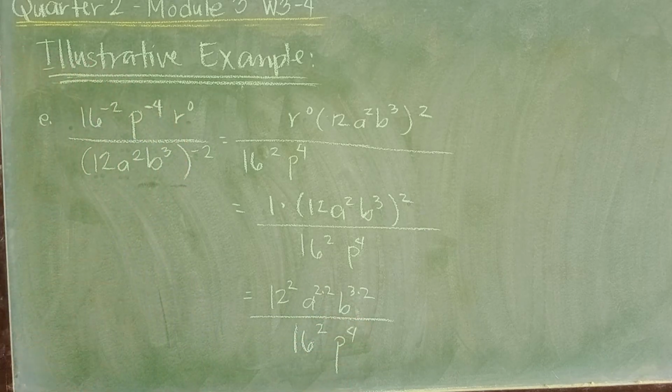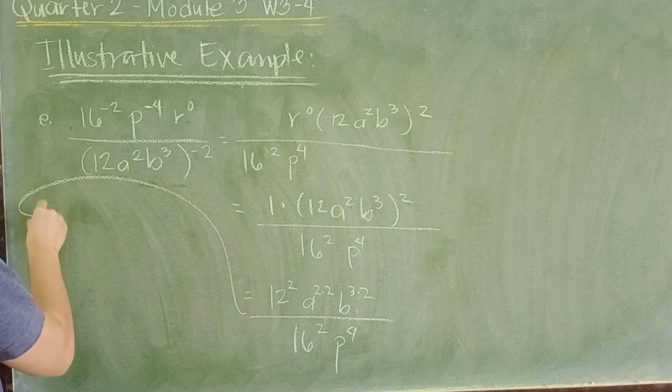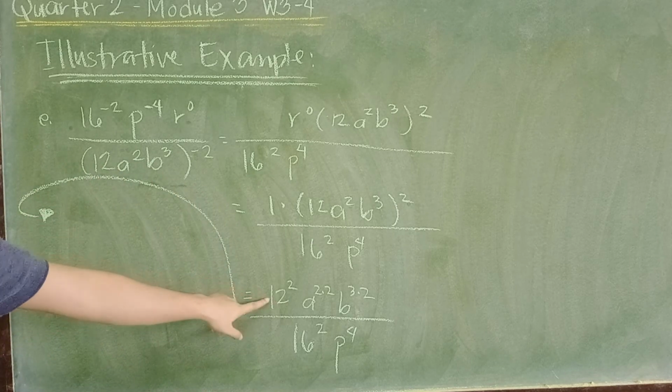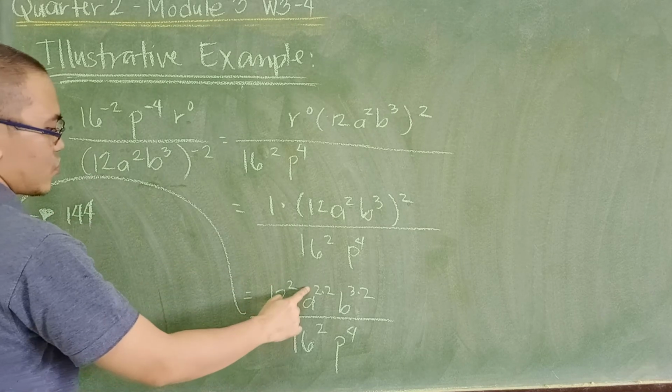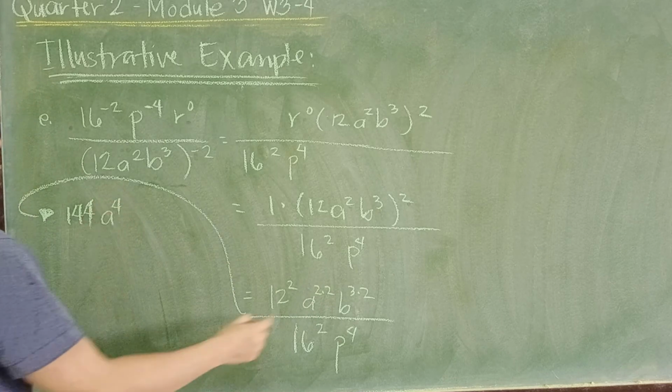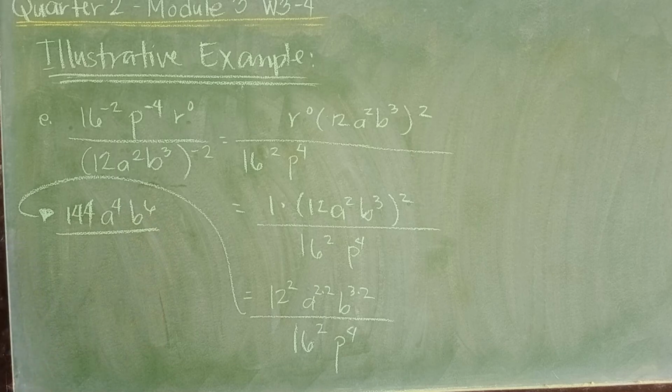And then now you simplify. So 12 raised to 2, that is 144. A raised to 2 times 2, that is A raised to 4. B raised to 3 times 2, that is B raised to 6. 16 raised to 2 is 16 times 16. 16 times 16, that will give you 256. Tapos P raised to 4.